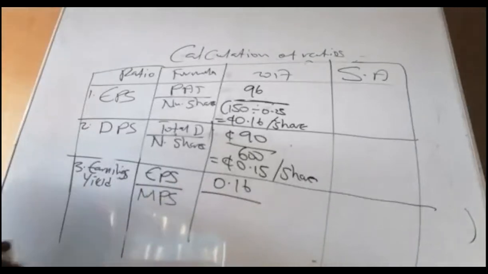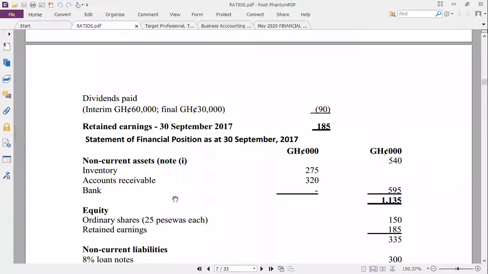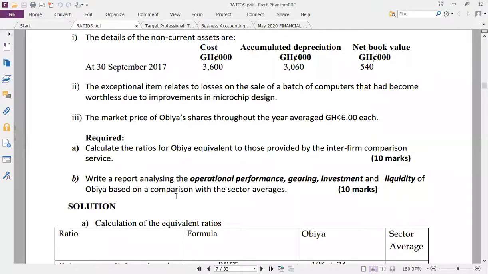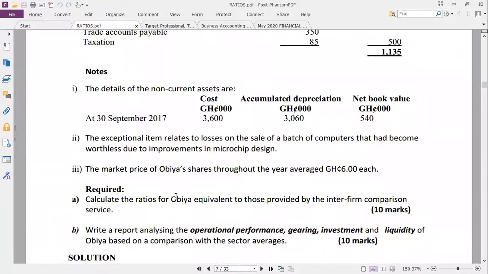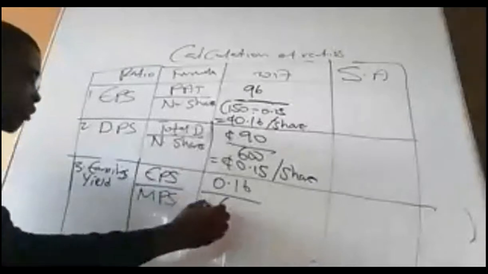Then I'll go to the question. I'm going to pick the market price per share. So let's go and pick the market price per share. I think it was 60 days or so. That'll be note 3. Note 3 says that the market price of OBS share throughout the year averaged 6 cedis. You have to pick the average market price per share. If they're giving you the open and then the closing, pick the two and get the average. So the average market price is 6 Ghana cedis.